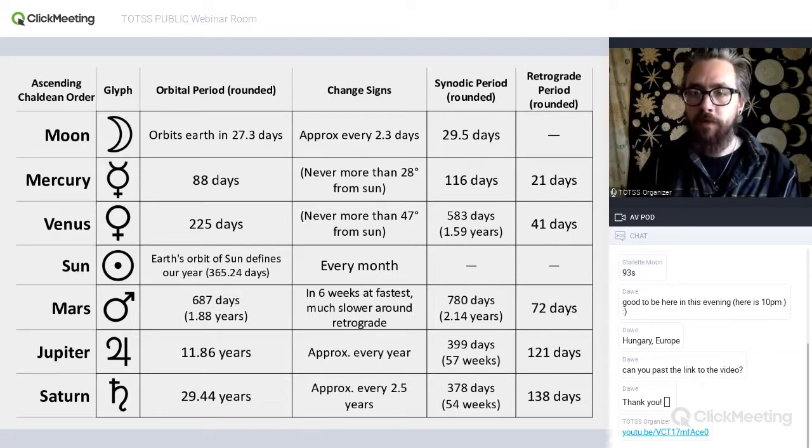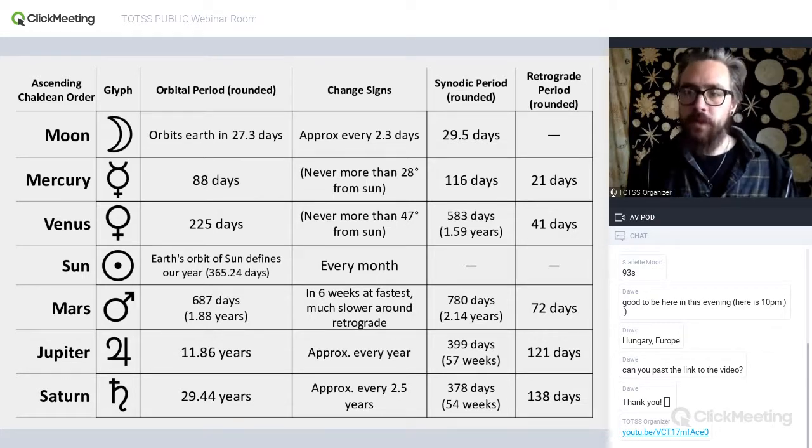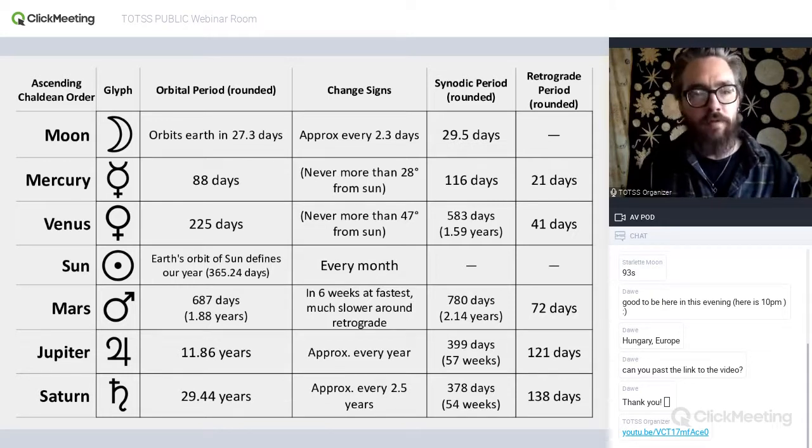Now, Mercury has a synodic period of 116 days. So the center of each Mercury retrograde is approximately 116 days apart. And when Mercury does go retrograde, he is retrograde for 3 weeks. Because that 116 doesn't evenly divide 365, you get 3 or sometimes 4 Mercury retrogrades per year. And we'll talk about the significance of retrograde in some of our following classes.